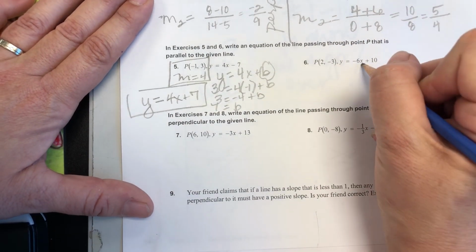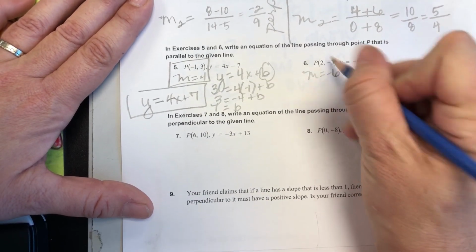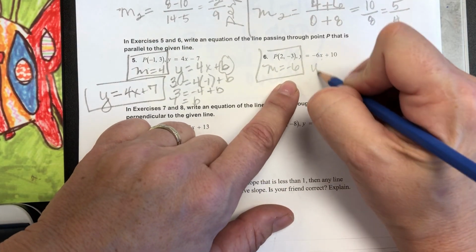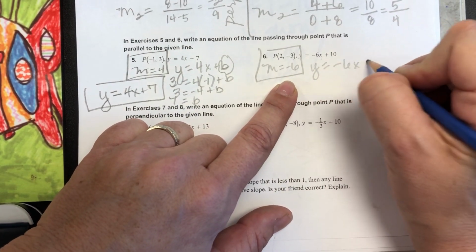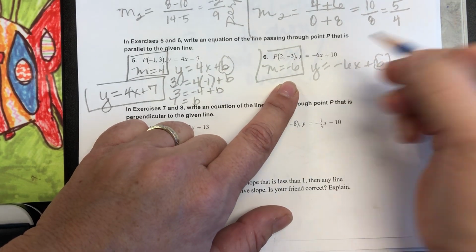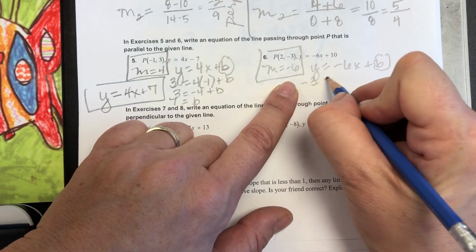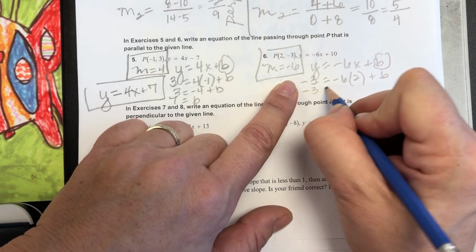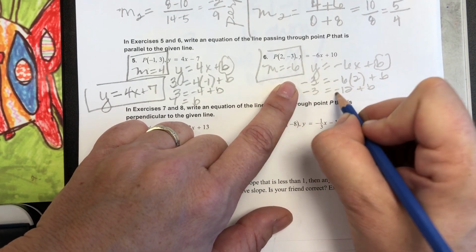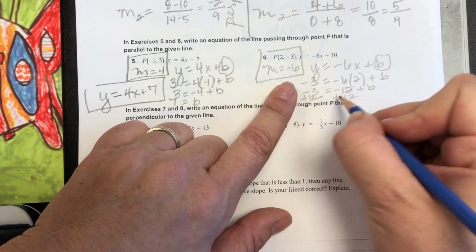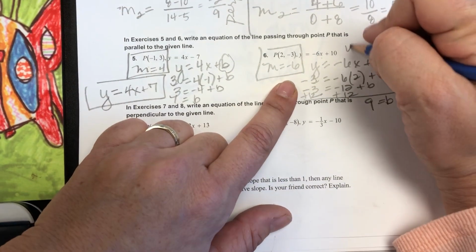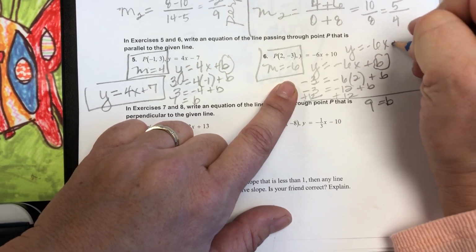In number 6, we've got to deal with this point and the slope of -6, so it's parallel. So right now we have y equals -6x plus the b we need to find. When I use my x and y, -3 equals -6 times 2 plus b. -3 equals -12 plus b. When I add 12 to both sides, b is 9. So then this equation is y equals -6x plus 9.